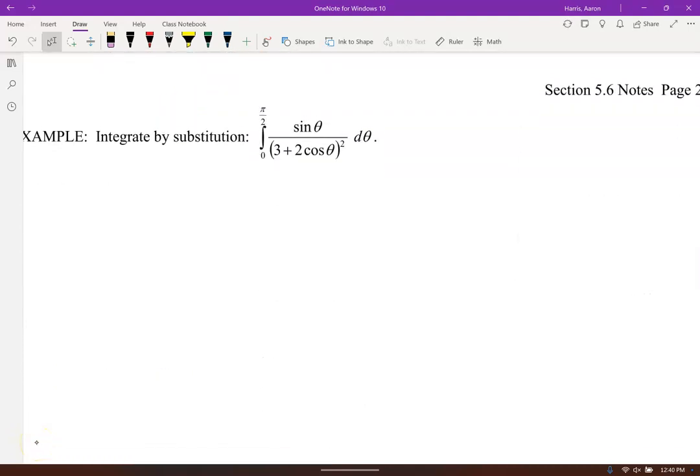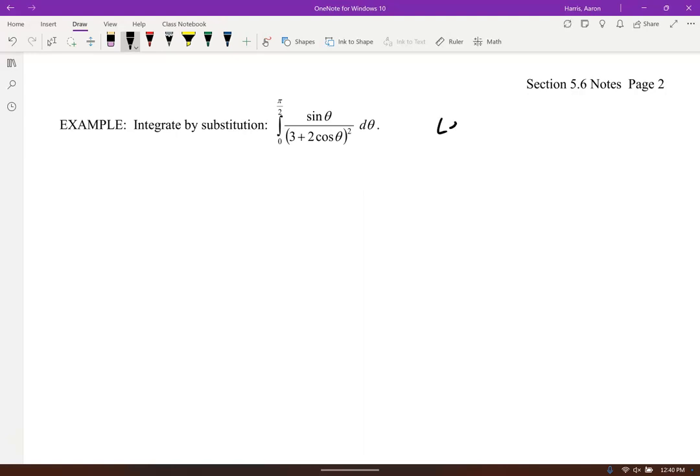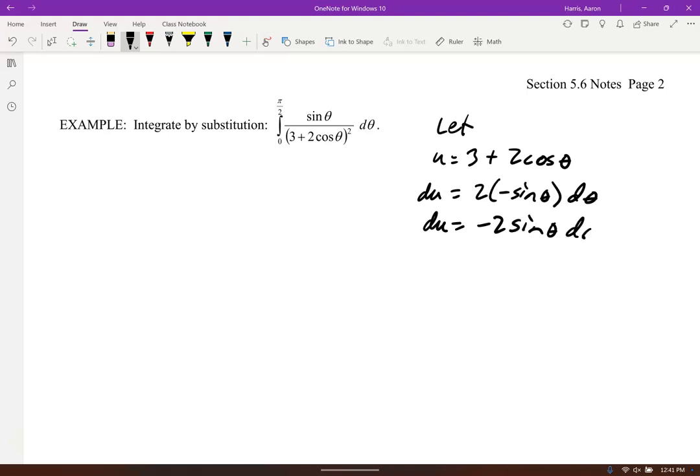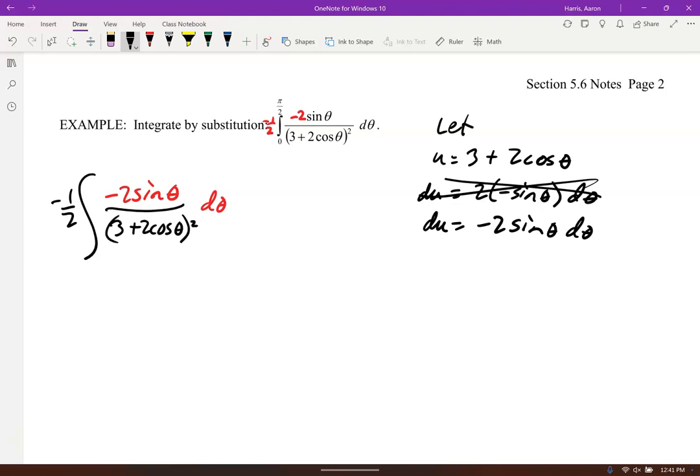If we look at this next one, hopefully you're thinking, well, I'm probably going to let that u be the denominator. Because my du: the derivative of 3 is 0, the derivative of 2 cosine, the 2 stays there, the derivative of cosine is negative sine, and d theta. So du is negative 2 sine theta d theta. So I need a negative 2, and then I need to offset it with a negative 1/2 out front. Right? So I have negative 1/2 times the integral, notice the negative 2 sine theta, from 0 up to pi halves.